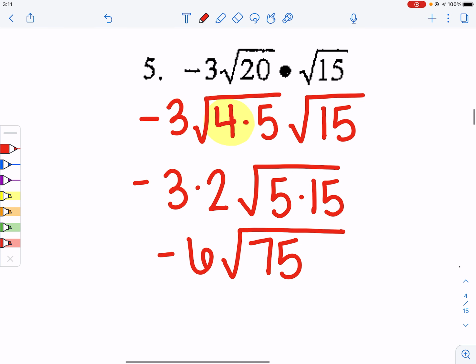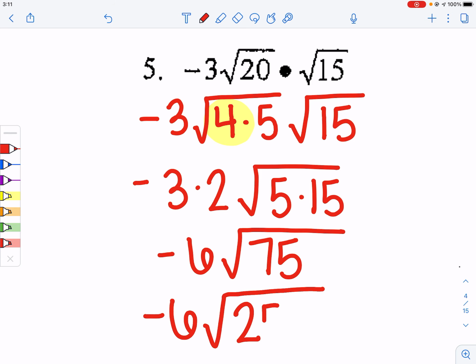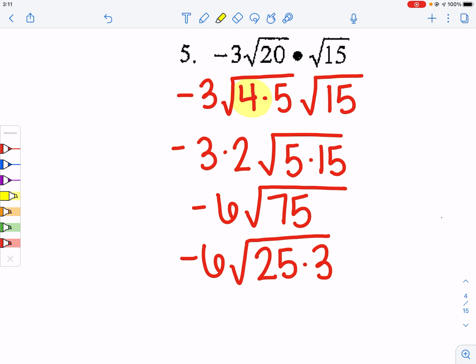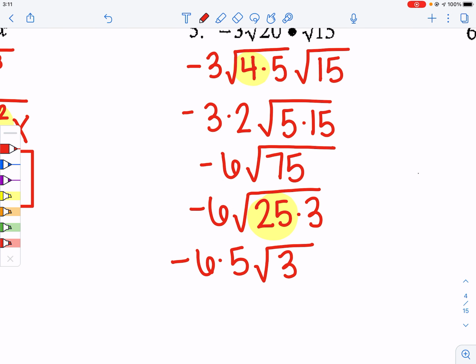And then I got to keep going, so always check this number inside your square root and see if there's a perfect square that divides into it, which there is. I know that 75, if I have 3/4, I have 75 cents. So I know that 75 is 25 times 3. I'm going to simplify that. -6 times 5 times the square root of 3, and then -6 times 5 gives me a -30 root 3.